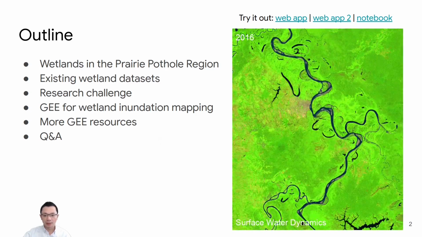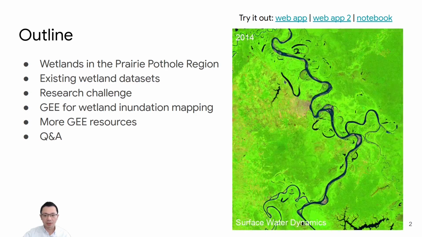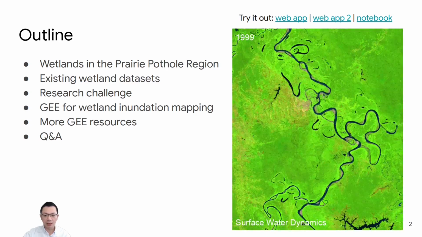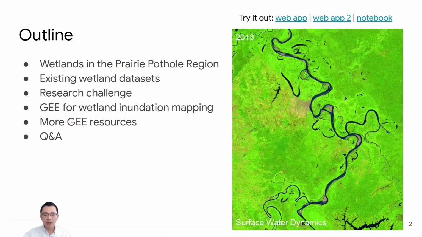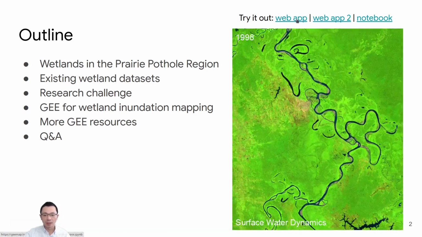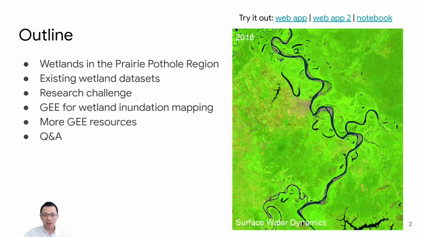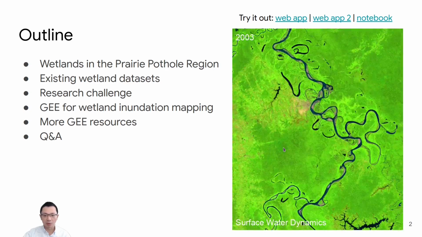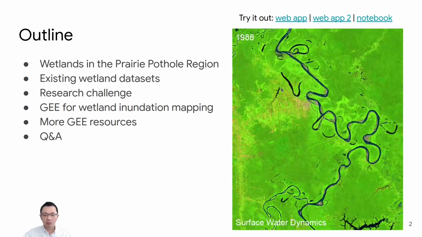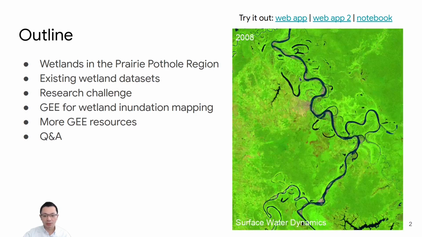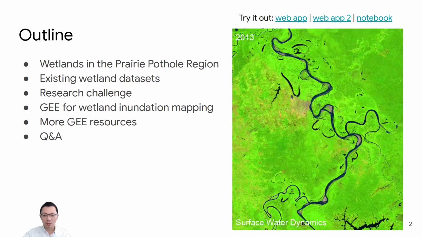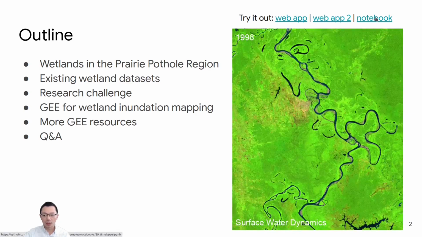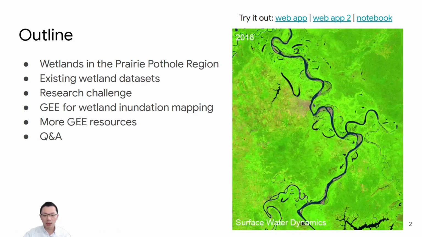On the right here is a Landsat time-lapse animation since 1984, for every year annually. You can create something like this using Google Earth Engine. You can visit the web app here and click the link to create an animation like this for any location around the globe. You only need to change some parameters, then you'll be able to create one like this without having to write any line of code. You can also click the notebook to look at the source code behind the scenes.